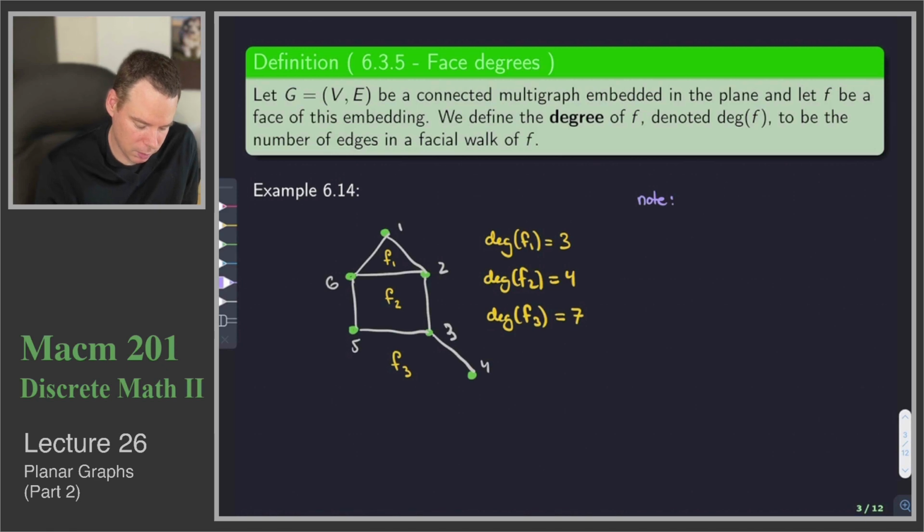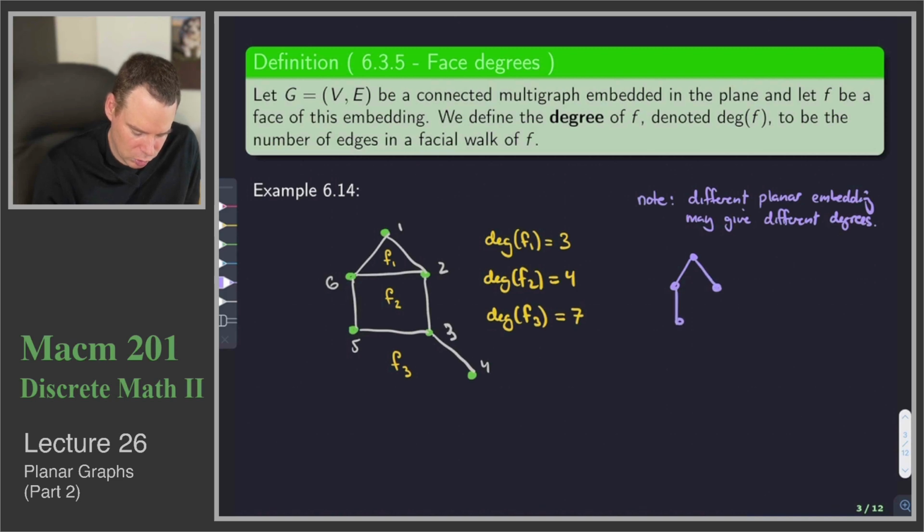So we're always going to get 3 faces, but the degrees of those faces may change depending on how we draw the embedding. So note, different planar embeddings may give different degrees. And so let's have a look. We'll draw a different planar embedding. And I'm just going to change this ever so slightly. Rather than have that last edge stick out, I'm going to make it go in.